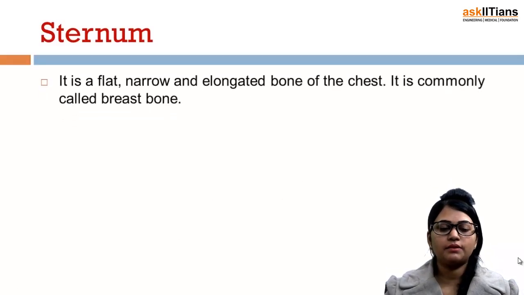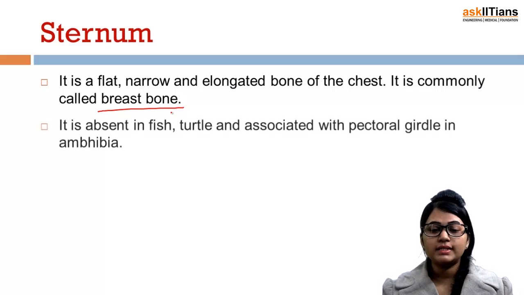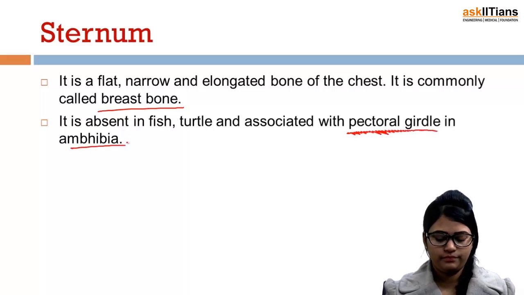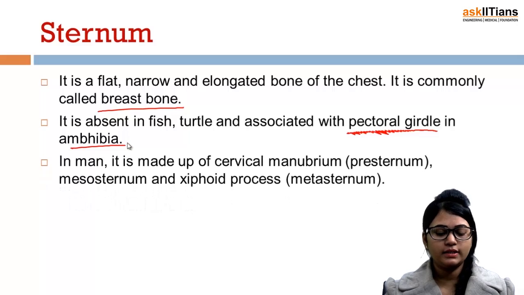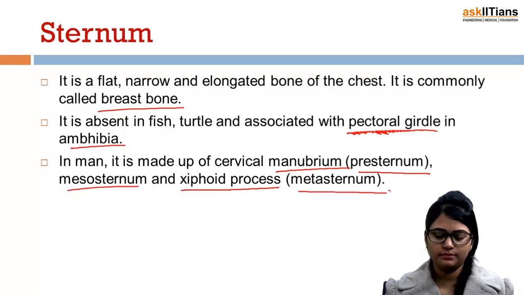Sternum, it's a flat, narrow and elongated bone of the chest. It is commonly called the breastbone. It is absent in fish and turtle, and associated with the pectoral girdle in amphibia. In man, it is made up of cervical manubrium, presternum, mesosternum and xiphoid process, that is metasternum.